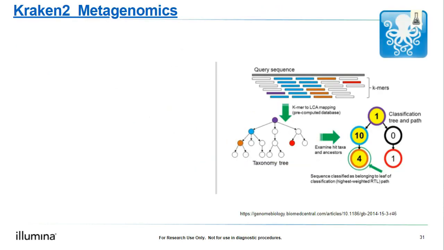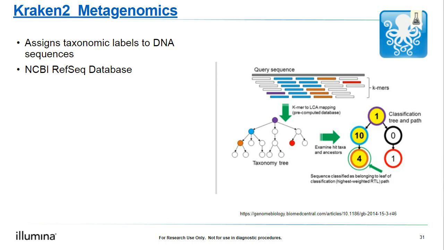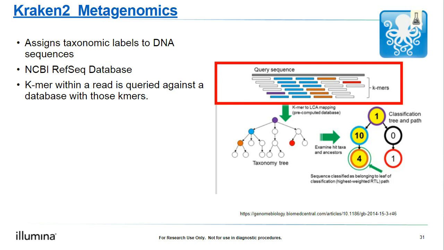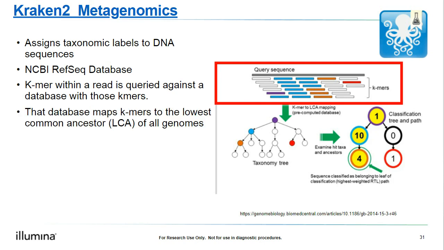I want to talk briefly about the Kraken2 algorithm. As you know, Kraken2 assigns taxonomic labels to short DNA sequences, and the method here is using alignment of k-mers to the database. Kraken2 is using the NCBI RefSeq database, represented by a series of clade-specific k-mers, which your reads of interest are queried against. The k-mer within a read is queried against the database, and that database maps the k-mer to the lowest common ancestor, or LCA, of all genomes.